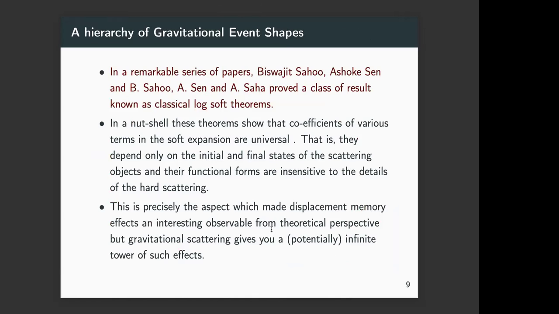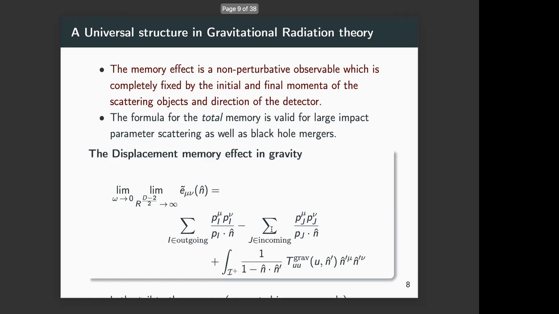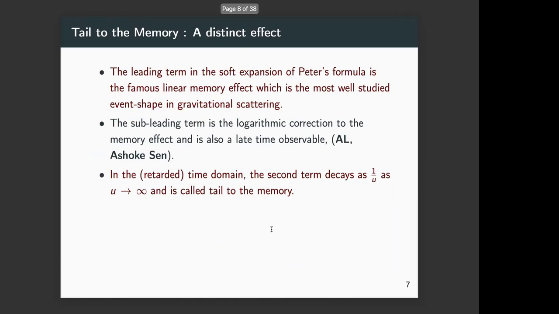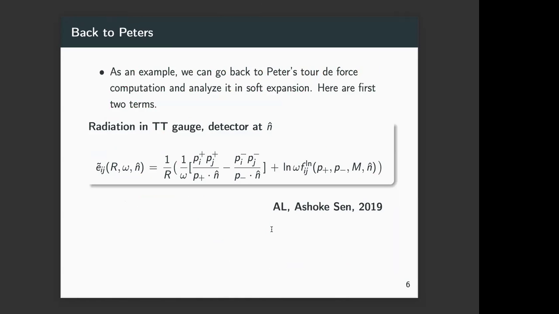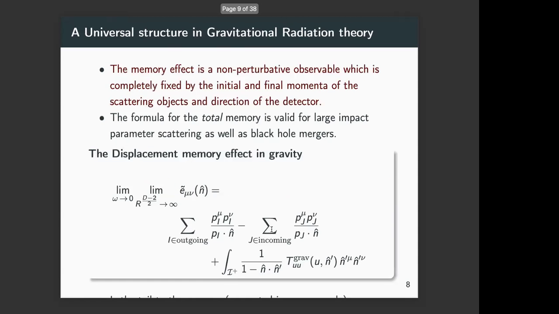And it turns out that, of course, the natural question to ask is: what about the log term that we found here? Is that just typical of the Peters case, or generically in scattering, would we find a term which goes as log omega and which only depends on the initial and final momenta of the scattering particles? And it turns out that that is indeed true.